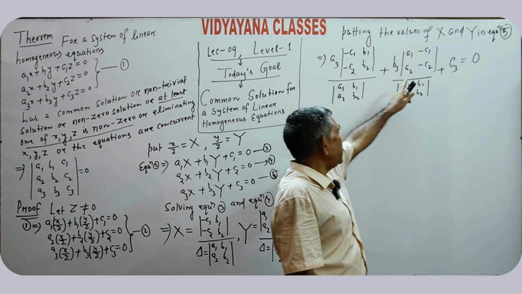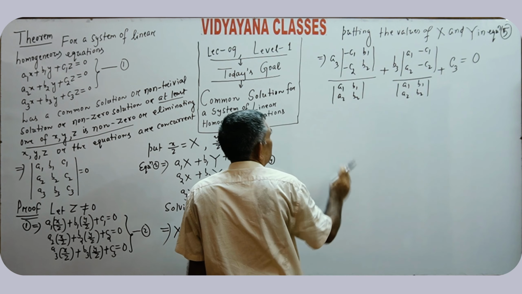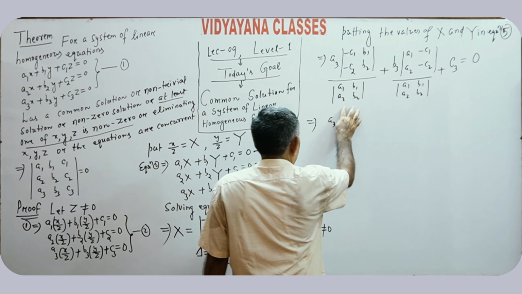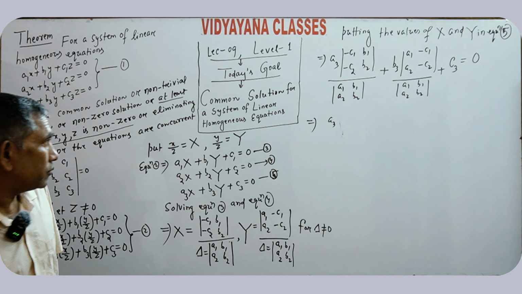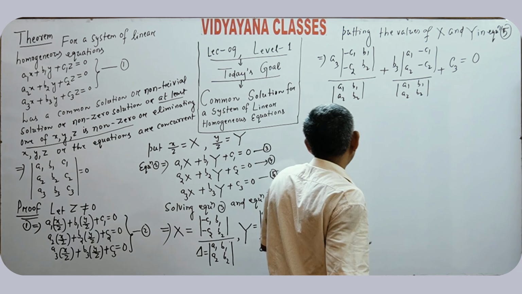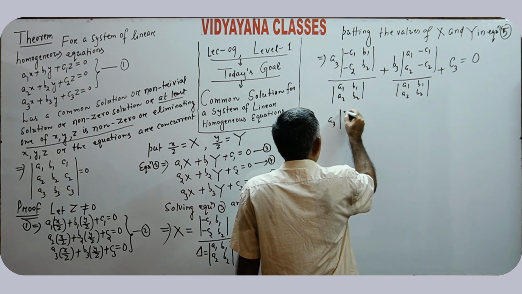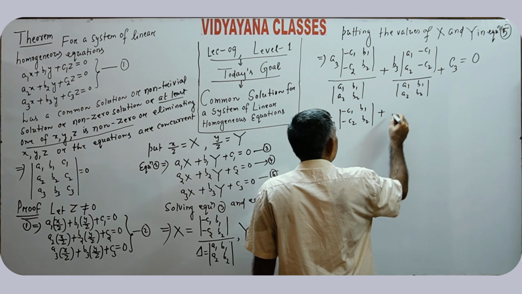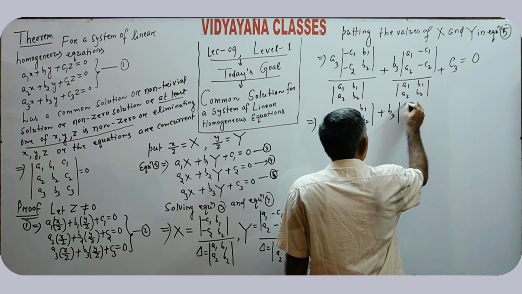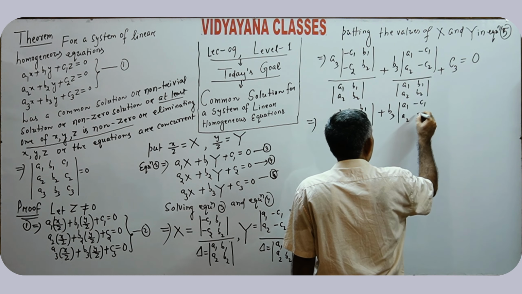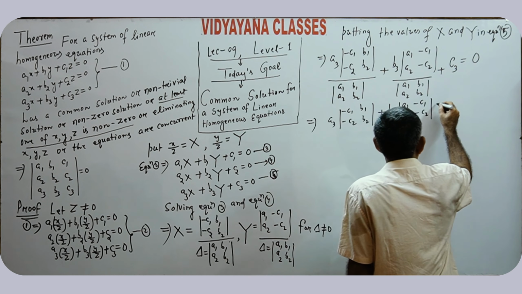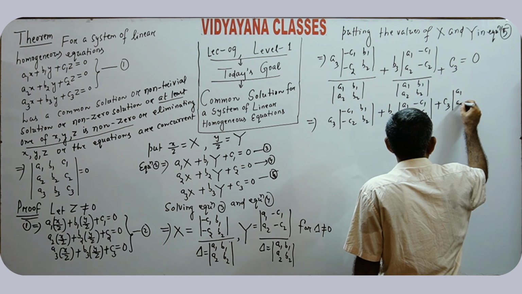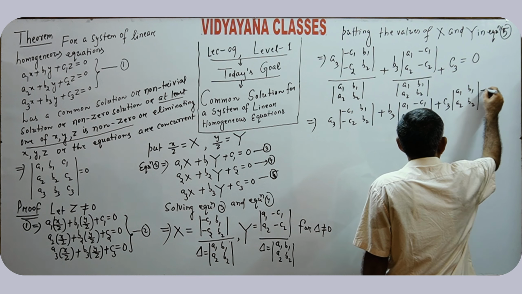Multiplying del in each term. Del means the determinant having elements A1 A2 B1 B2, which implies A3 into the determinant having elements C1 C2 B1 B2, minus B3 into the determinant A1 A2 C1 C2, plus C3 into the determinant having elements A1 A2 B1 B2 is equal to 0.